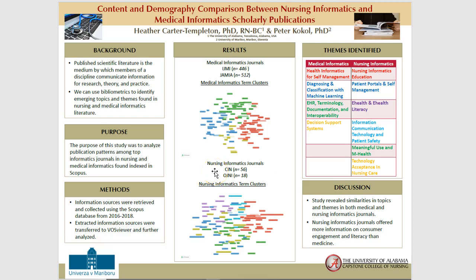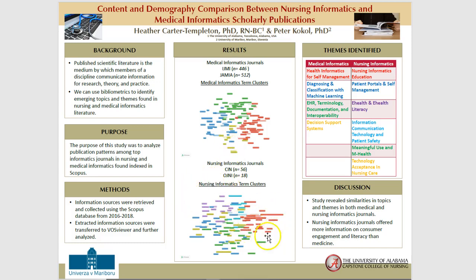The first one being Computers Informatics Nursing. It's specifically related to nursing informatics, and then the Online Journal of Nursing Informatics, which is a journal that's owned and managed by HIMSS, which is the Health Information Management Systems Society. So those two journals are specific to nursing. There are other medical informatics journals, but these two, the International Journal of Medical Informatics and the Journal of American Medical Informatics, are very popular, high impact factors, and so that's why we chose those four journals.